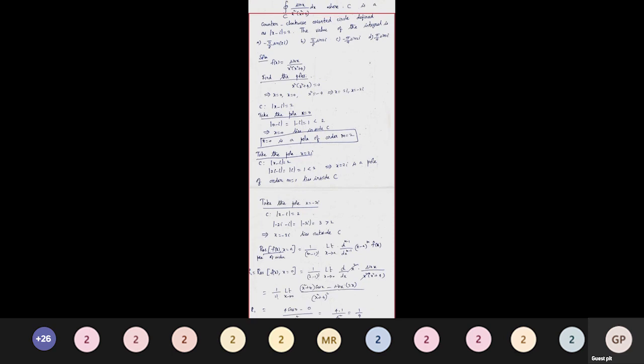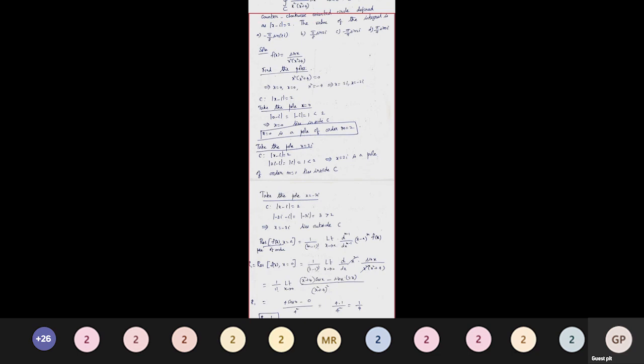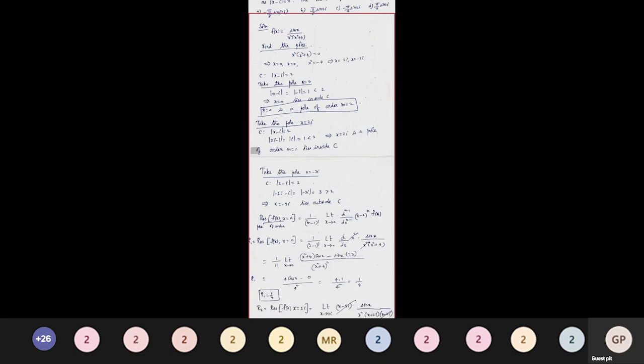Now we are going to consider which poles lie inside C. For those poles, we are going to find the residue. Let us recall the formula for residue. The residue of the function f of x at the pole x equals a of order m is given by 1 by m minus 1 factorial, limit x approaches a, d power m minus 1 by dx power m minus 1, of x minus a power m into f of x.